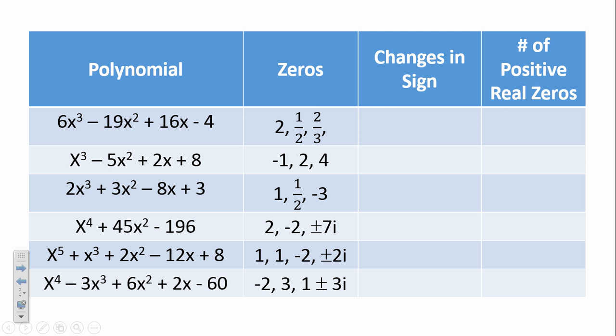Okay, let's try that again. So we have 6 polynomial functions listed here with 6 zeros, and we want to figure out if we can determine something based on the change of signs. So there's one change of sign here. We went from positive to negative. Okay? Then we went from negative to positive. That's another change of sign. And then from positive back to negative, that's a third change of sign. Okay?